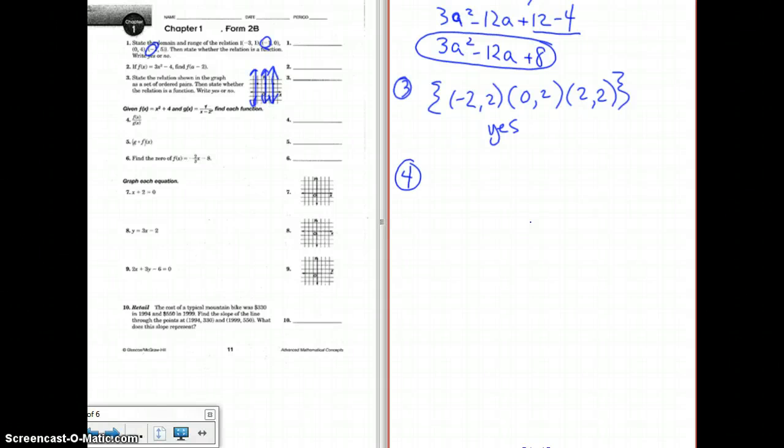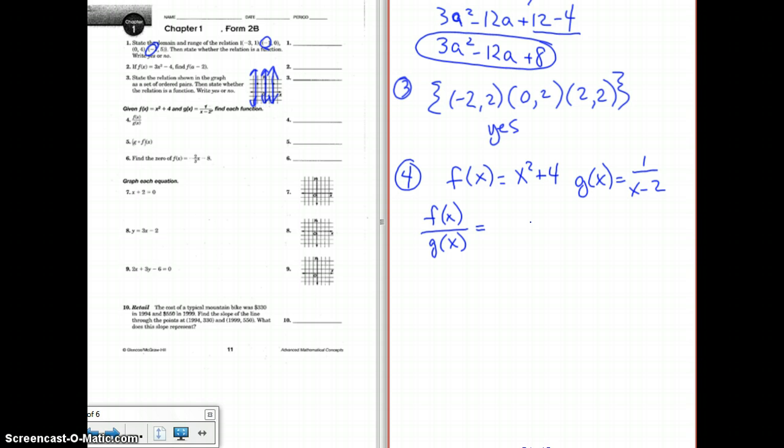Number 4, we have an f function and a g function. f of x equals x squared plus 4, and g of x equals 1 over x minus 2. And for number 4, we want to take f of x over g of x, which is simply a division problem. x squared plus 4 divided by 1 over x minus 2. Since we're dividing by a fraction, you're going to keep it, change it, flip it.